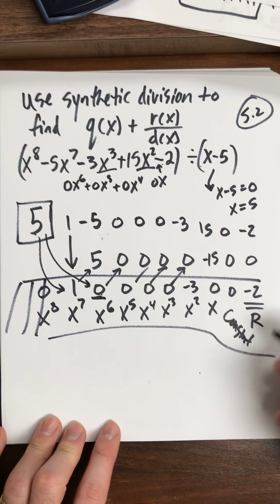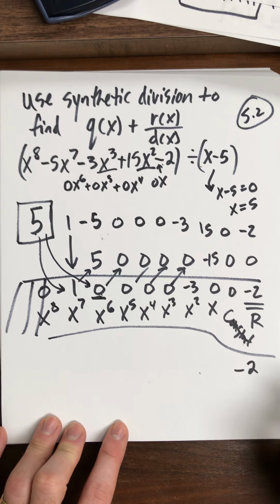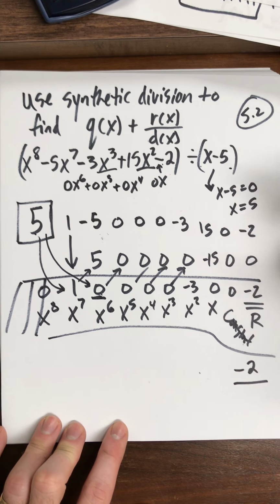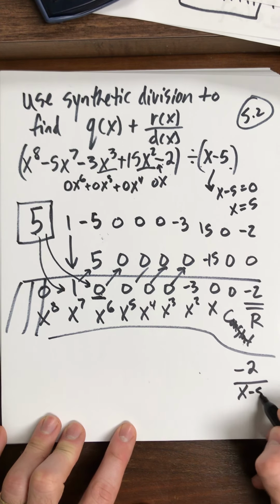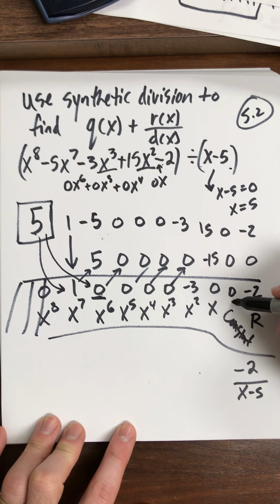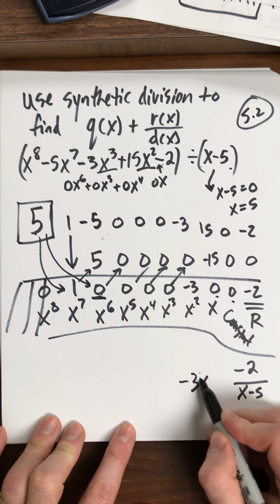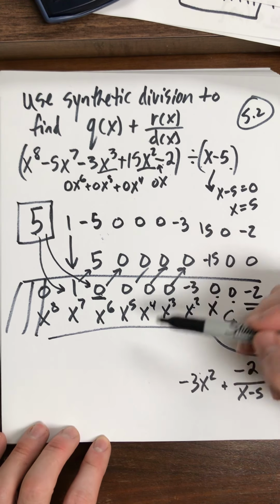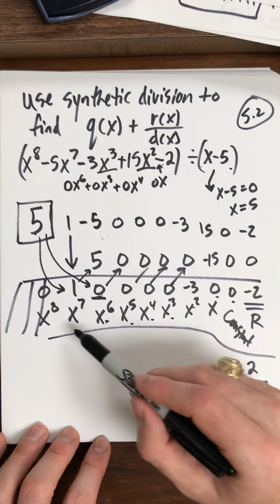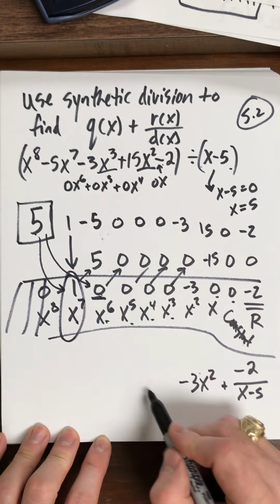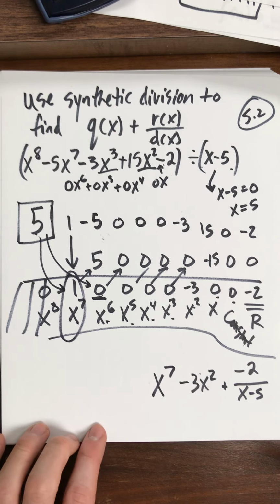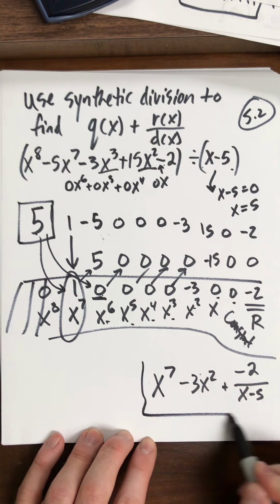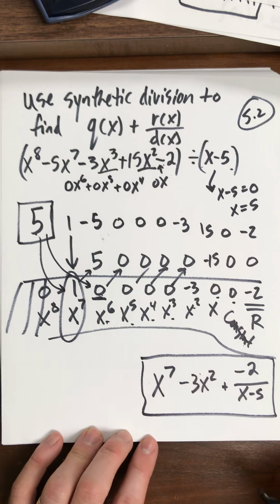Okay, so remainder. If my remainder is negative 2, divide over here is x minus 5. And then what do I have next? No constant, no x, but I have an x squared. I have a minus 3x squared. Okay, no x cubed, x to the 4th, x to the 5th, x to the 6th, but I do have an x to the 7th. So this, my friends, is my answer right here.